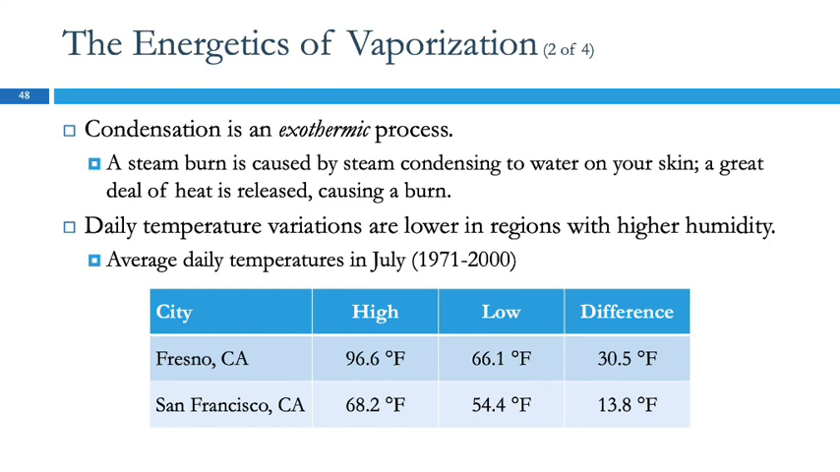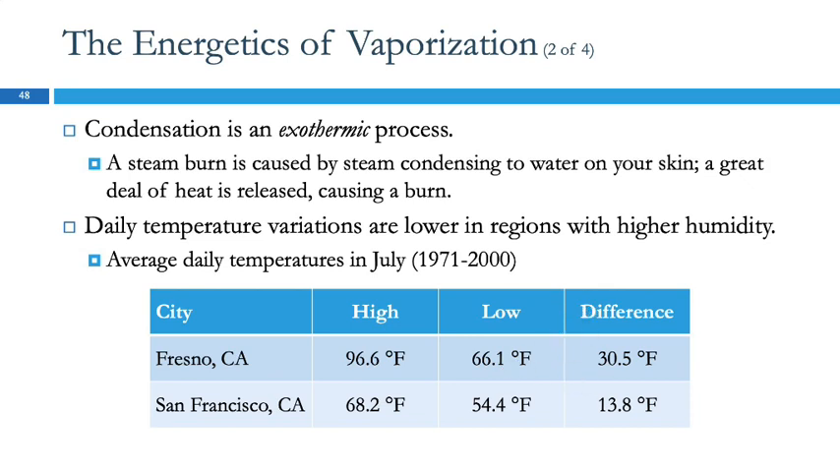The energetics of vaporization and condensation have the effect of moderating climate. So when we have areas that have higher humidity, more water around them, we see that the average temperature variation is much lower than in places with lower humidity. So here I pulled some numbers from the internet, and this is averages for July, 1971 to 2000. In Fresno, average high 96.6 degrees Fahrenheit, low of 66.1 degrees Fahrenheit with a difference of 30.5 degrees Fahrenheit.